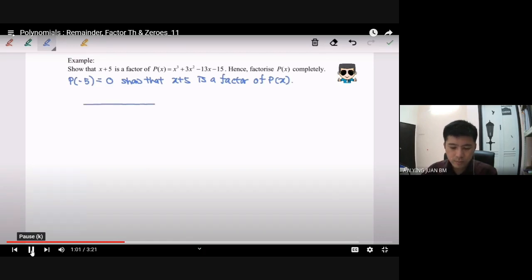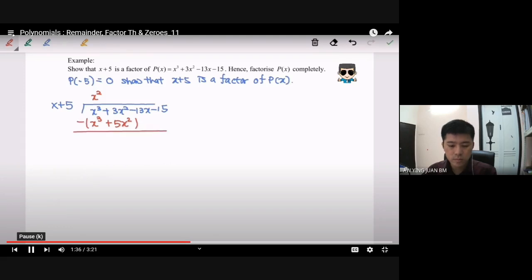So I'm going to use the long division to factorize the situation completely. So x plus 5 will be my factor or divisor. I'm going to substitute the value or the equation into the long division. So now we begin. First, I'm going to cancelling the x cubed by multiplying x squared. So we will have x cubed plus 5x squared. So simplify the situation. So we will have negative 2x squared minus 13x minus 15. So next part, I'm going to cancelling the negative 2x by multiplying negative 2x. So we will have negative 2x squared minus 10x.